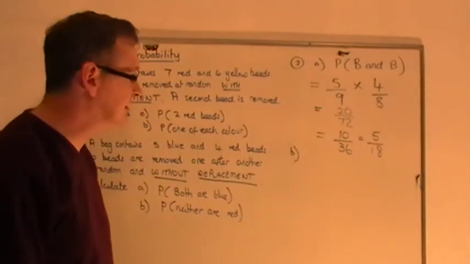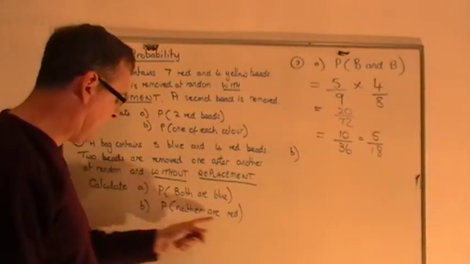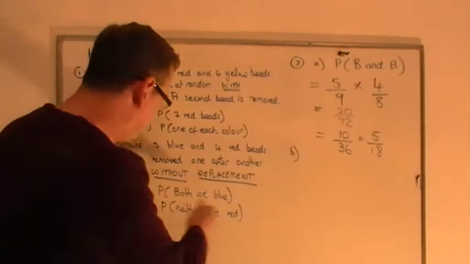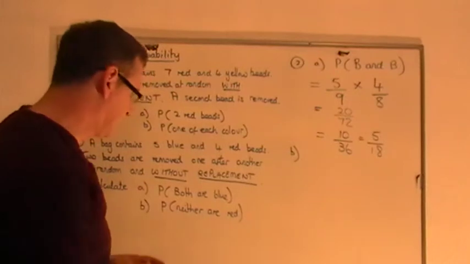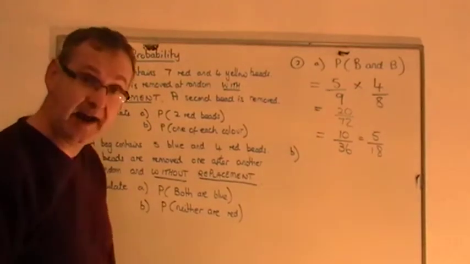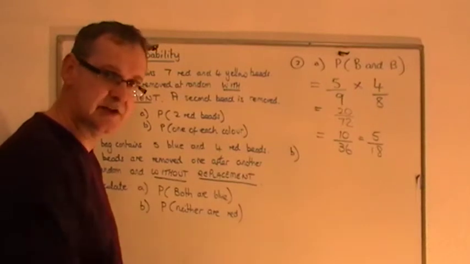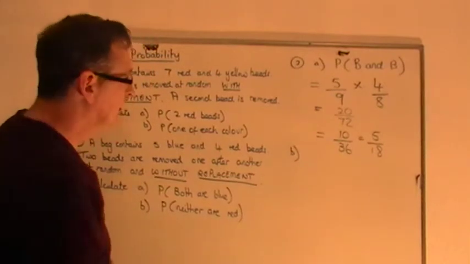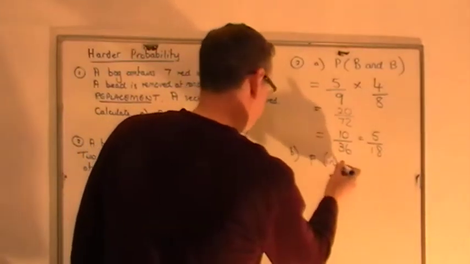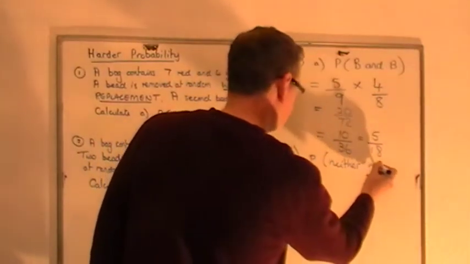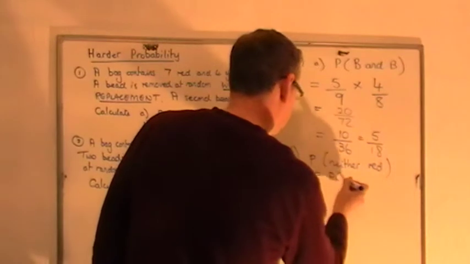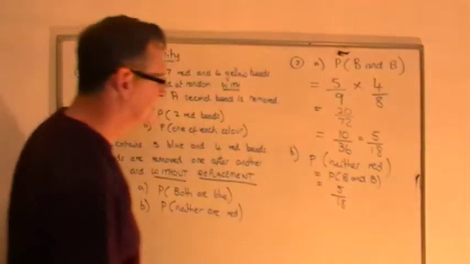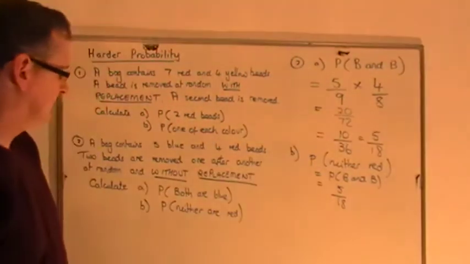Oh, right, so neither are red must mean that both are blue. So in this particular case, part B is in fact exactly the same thing as part A. It's just another way of writing down both are blue. So don't be fooled by this. Sometimes you might think, well, I've just done that. Well, yes, you have, but the examiner is testing whether you actually realise that you've just done it in a different sentence. Different way of expressing the same question. So therefore, probability of neither red is equal to probability of blue and blue, which we've already done. It's 5/18. Same answer.